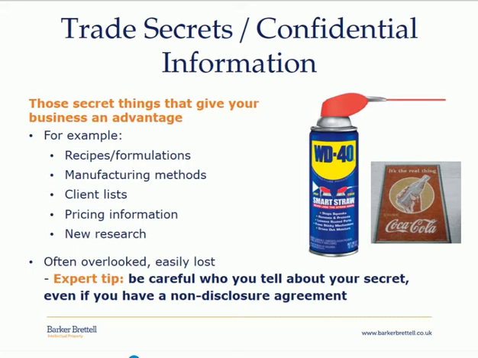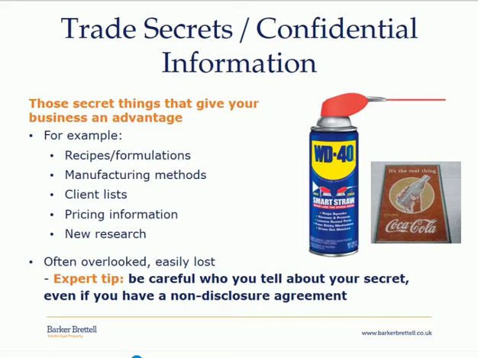And because you've kept it secret, because you've got that trick, you can stop your competitors from getting your market position. So it could be a recipe, it could be a method of making something, it could be a list of client pricing information, new research that you might not have patented yet. But it can be often overlooked and easily lost.